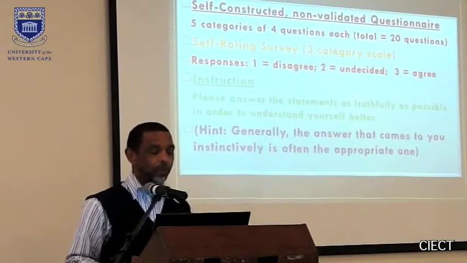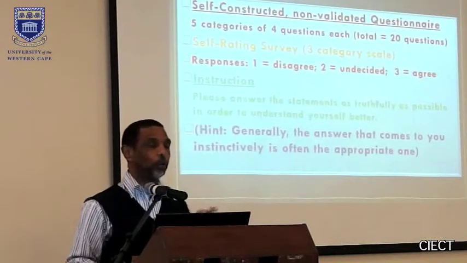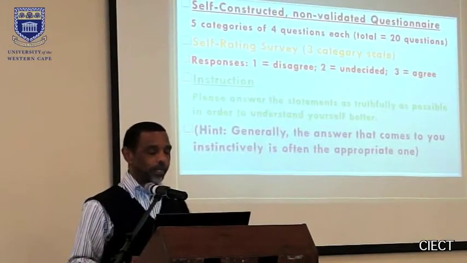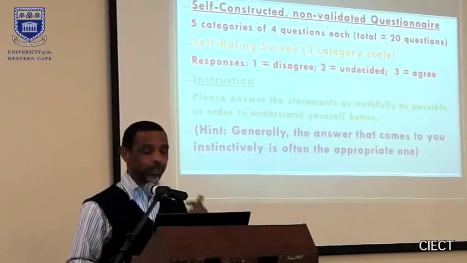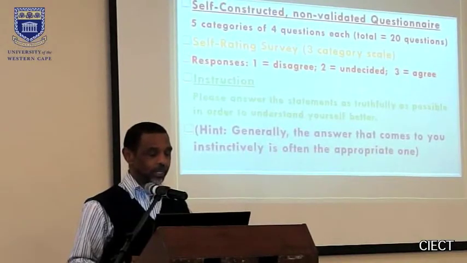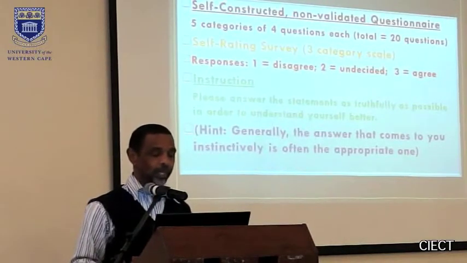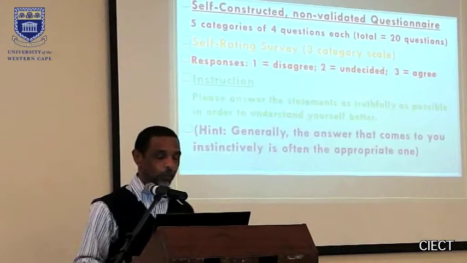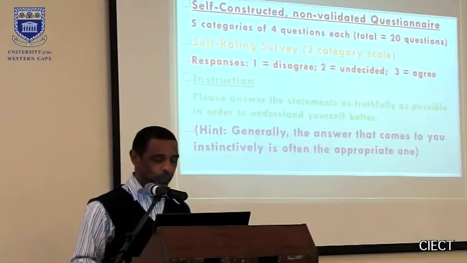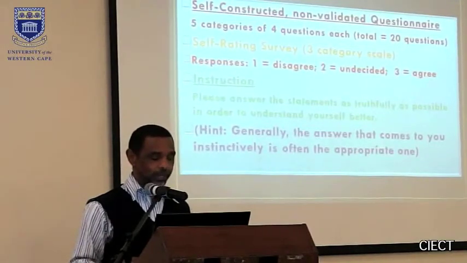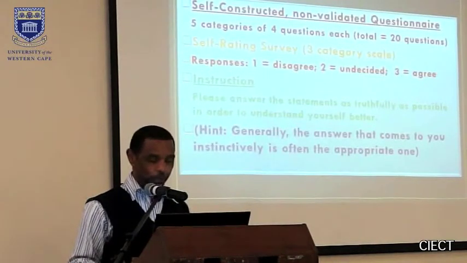In terms of the profile of the students, I came up with the idea of how I want to get to know the students a bit better. So I did a self-constructed, non-validated questionnaire, which had 5 categories, 4 questions per category, a total of 20 questions. It's a self-rating survey. The responses were 1 if you disagreed with the statement, 2 if you were undecided, and 3 if you agreed. The instruction was, please answer these statements as truthfully as possible in order to understand yourself better. The hint I gave them was that generally the answer that comes to you instinctively is often the appropriate one.